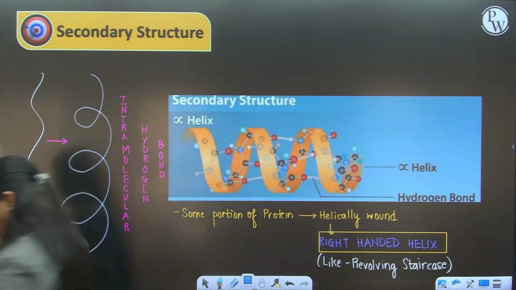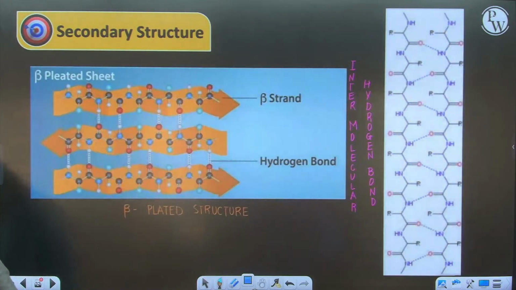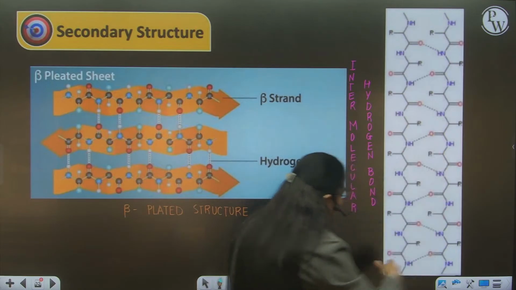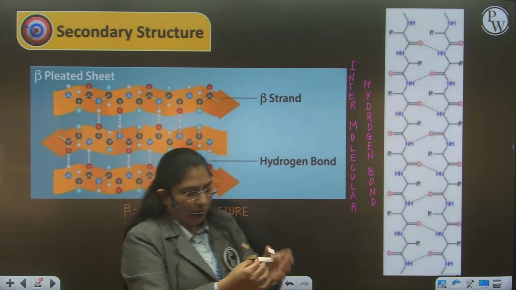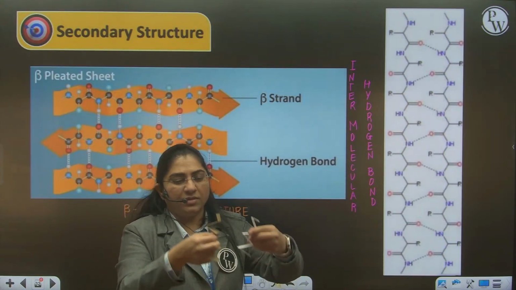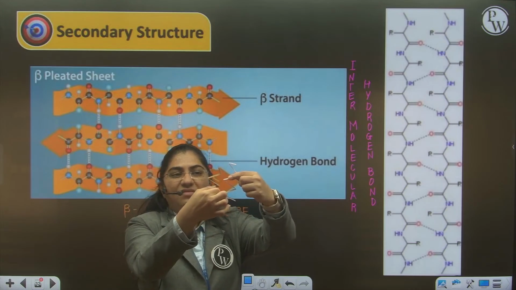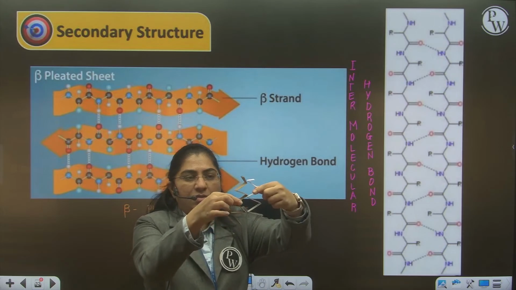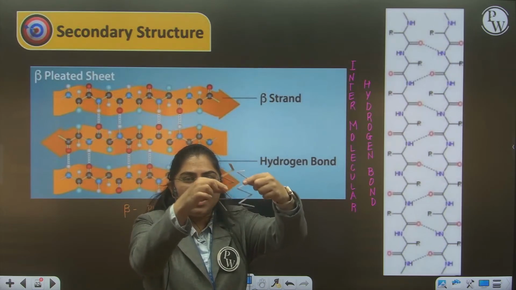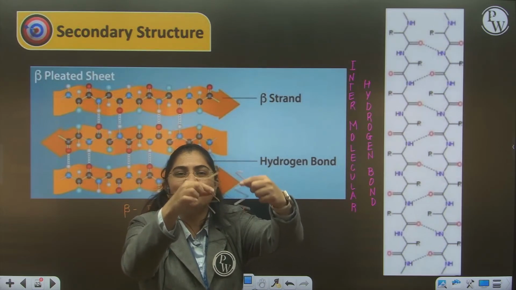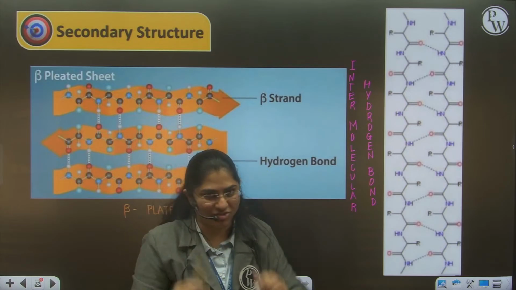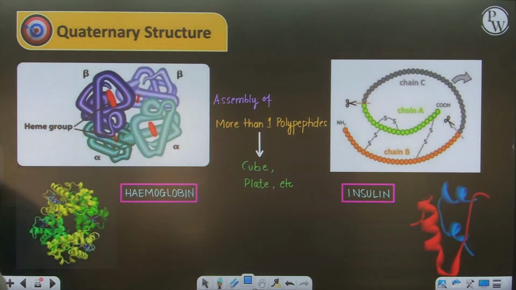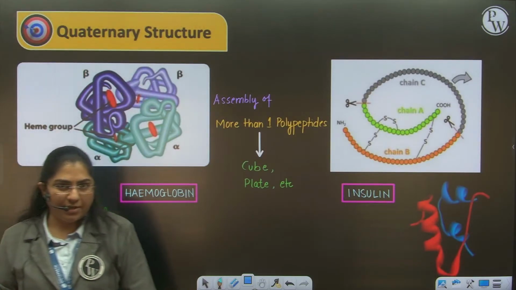Then what is a beta pleated structure? Where we have, as you can see here, 2 polypeptide chains. These 2 polypeptide chains will have intermolecular hydrogen bond, forming this kind of a structure, which is called the beta pleated structure. These basically form the structural protein in our body.